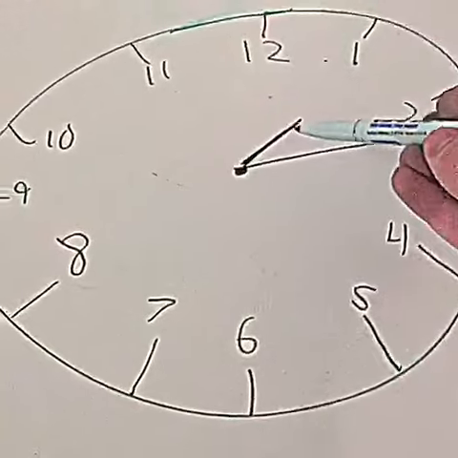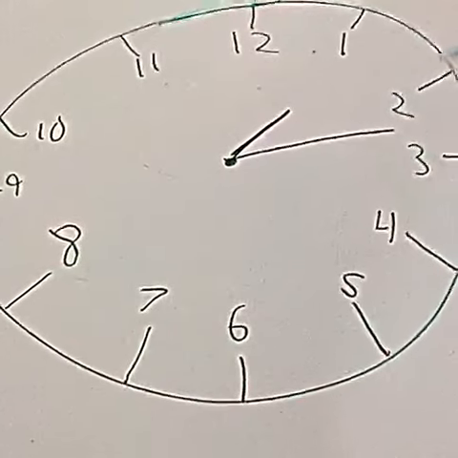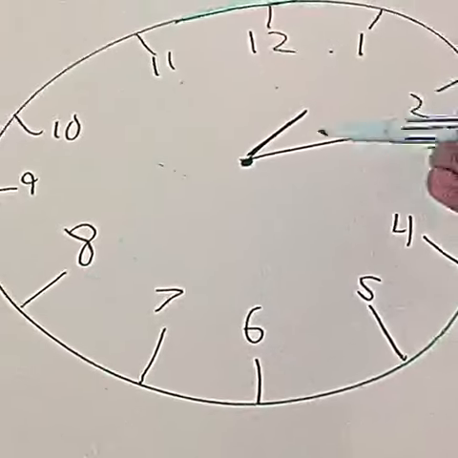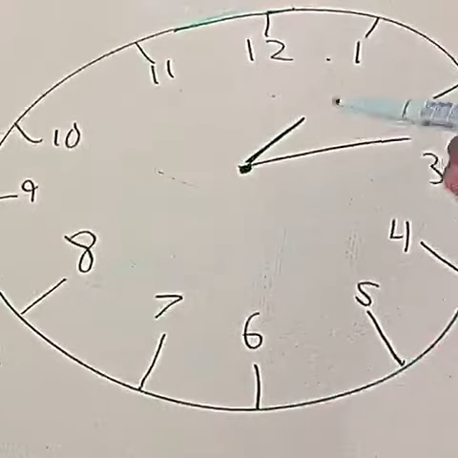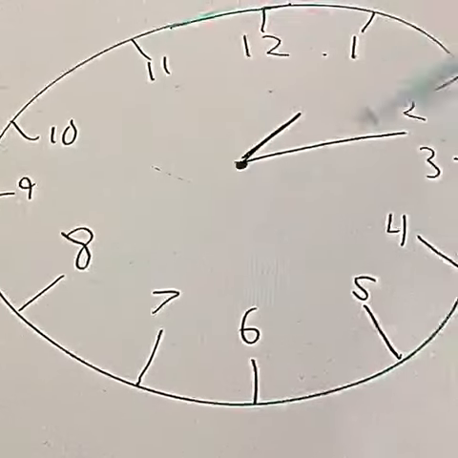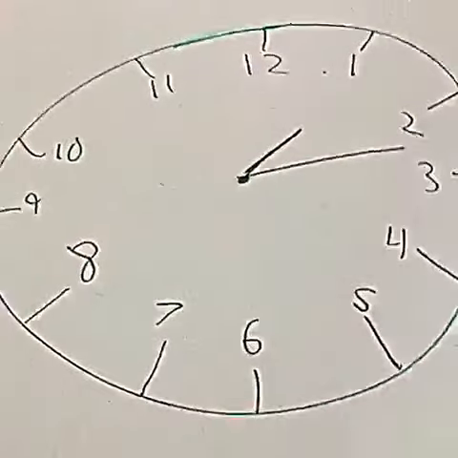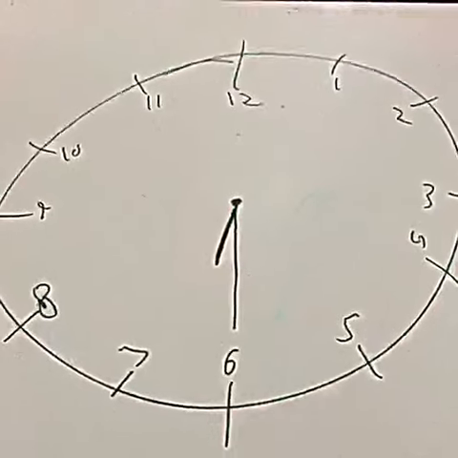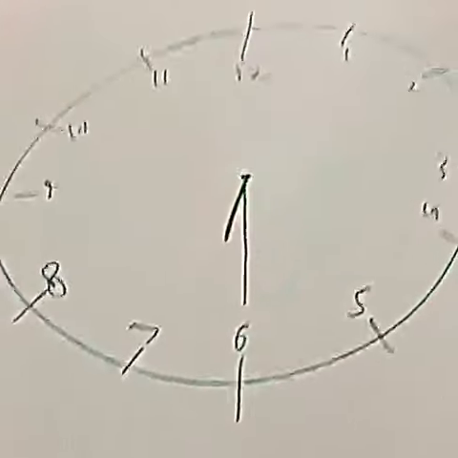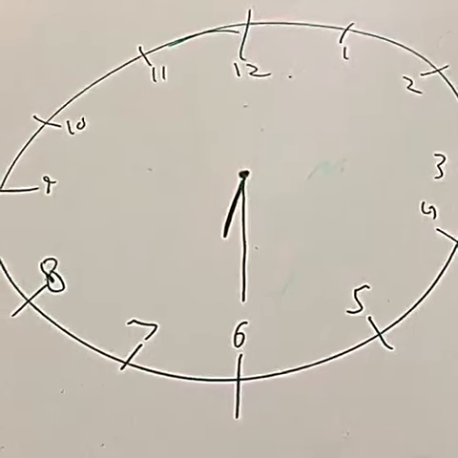The short hand tells us what hour it is, and that's the numbers 1 through 12. And the long hand tells us what minute it is. There are 60 minutes in an hour, 24 hours in a day. Pause the video here and try to figure out what time it is based on this clock.